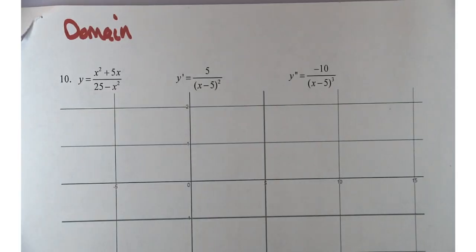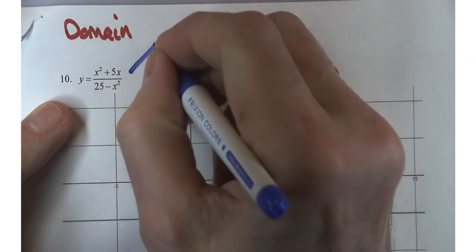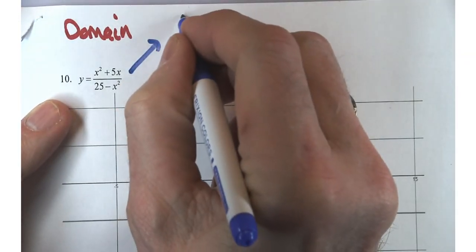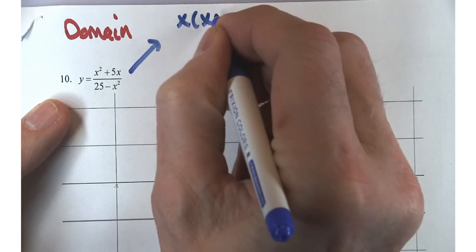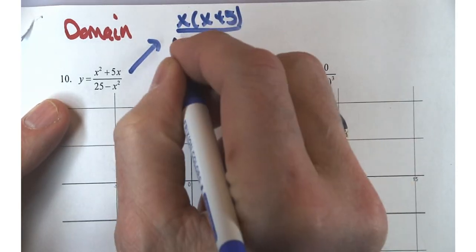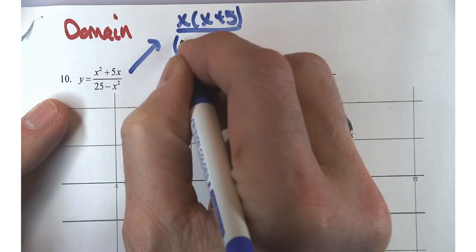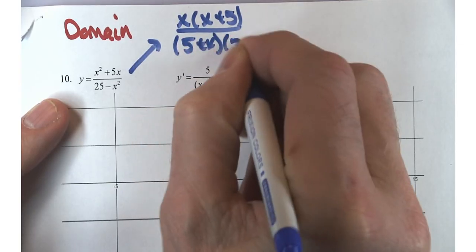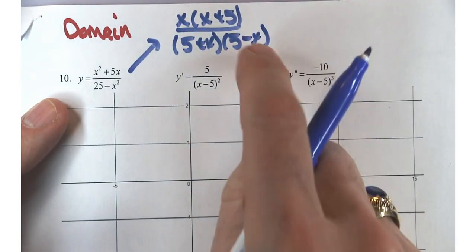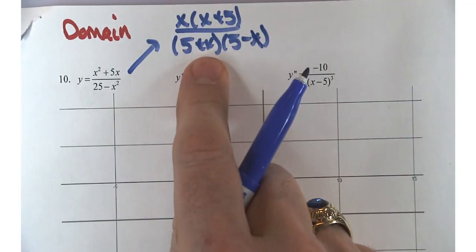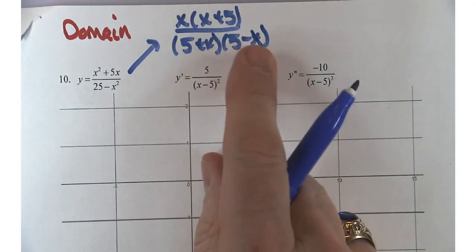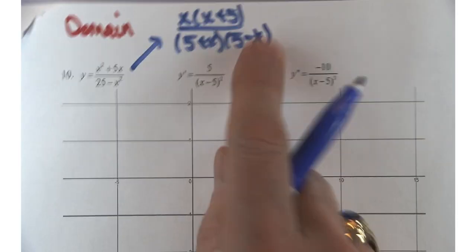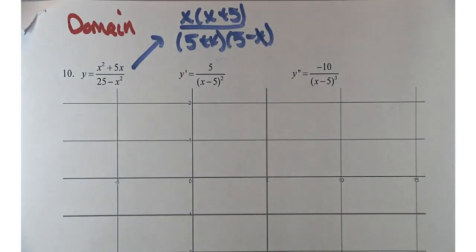Now, if you actually were to look at the function and play around with it a little bit, I could factor out the x from the numerator, x times x plus 5. And the denominator factors as 5 plus x times 5 minus x. So you can see in the denominator that when x equals -5 or x equals +5, the function's undefined because you'd be dividing by 0.